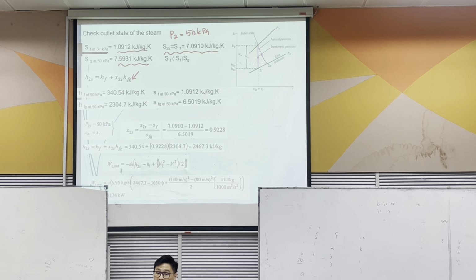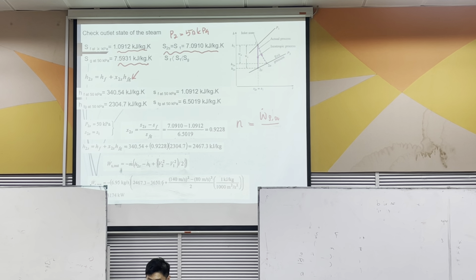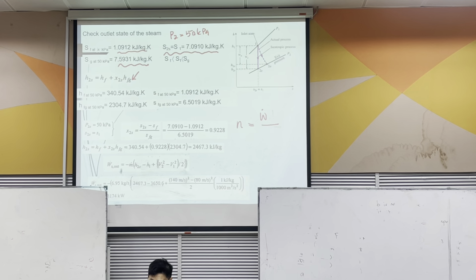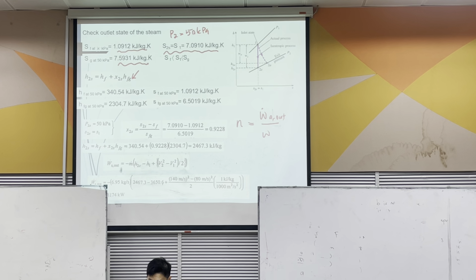Then after that, you can sub this into the isentropic efficiency equation. So in this case, the isentropic efficiency equation will be more accurate if you use this version instead of this version.